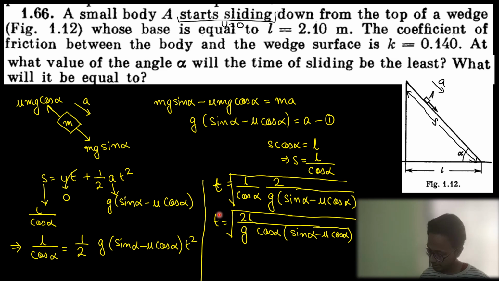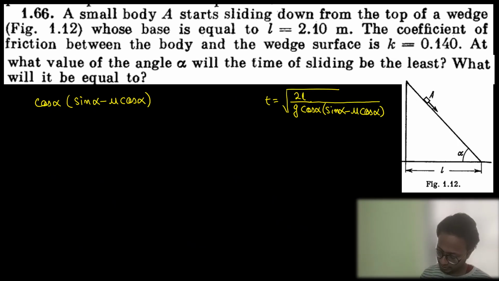Can I say T will be minimum when this value is maximum? See, you cannot change this value, 2L by g you cannot change. You can only change this value. So can I say T will be minimum when this denominator is maximum? So I have to maximize the value of cos alpha into sin alpha minus mu cos alpha. Now you have to maximize this value.